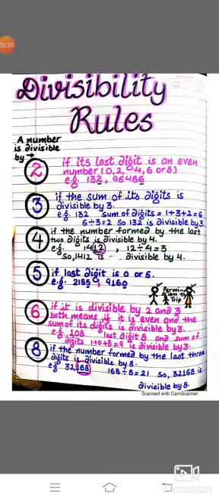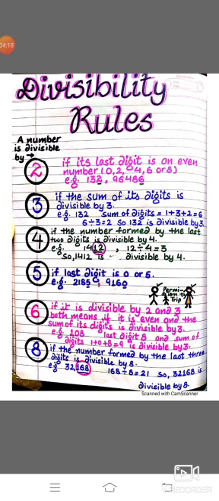Next is divisibility rules. A number is divisible by 2 if its last digit is an even number, that is 0, 2, 4, 6 or 8. Number 3, a number is divisible by 3 if the sum of its digits is divisible by 3. Number 4, a number is divisible by 4 if the number formed by the last 2 digits is divisible by 4. Number 5, a number is divisible by 5 if the last digit is 0 or 5.